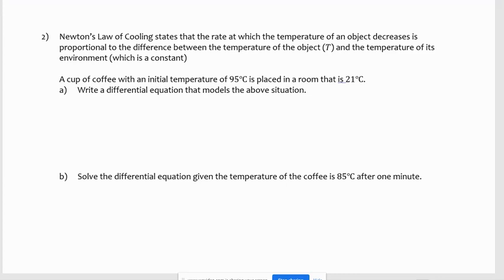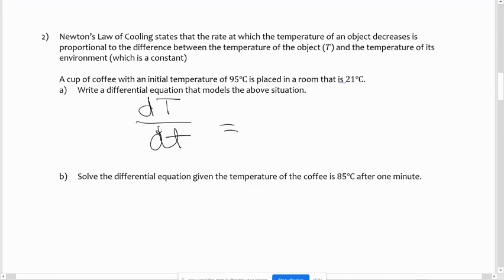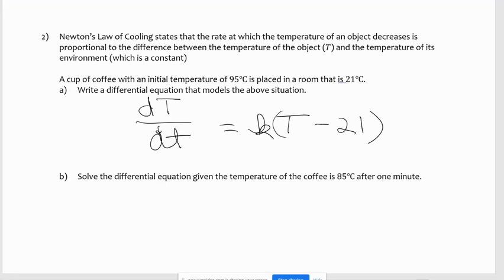Okay, so the rate of change at which the temperature is changing, which is capital T, with respect to time, so little t. So dT over dt is equal to the difference between T and its environment, which in this case would be the temperature of the room, which would be 21. So T minus 21, but remember there could be a constant in front of that. Okay, so that's our differential equation.